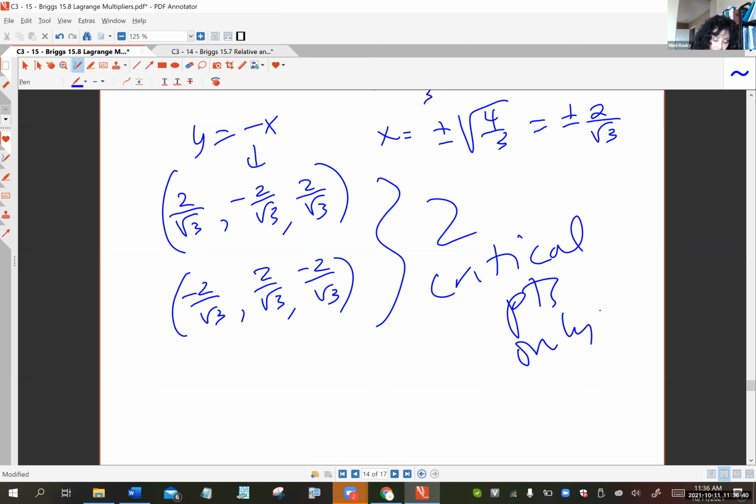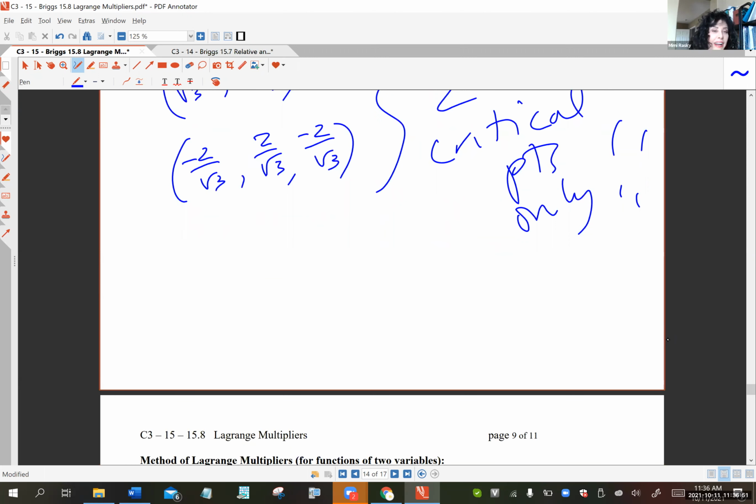Now, do any of these give a max or a min? And how the heck do you tell? Because there's no such thing as a d-test when you're doing Lagrange. You do it by trial and error. I'm not kidding you. Like, plug this into your f of x, y, z.